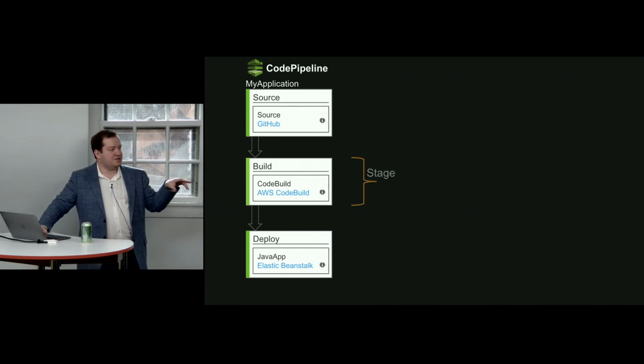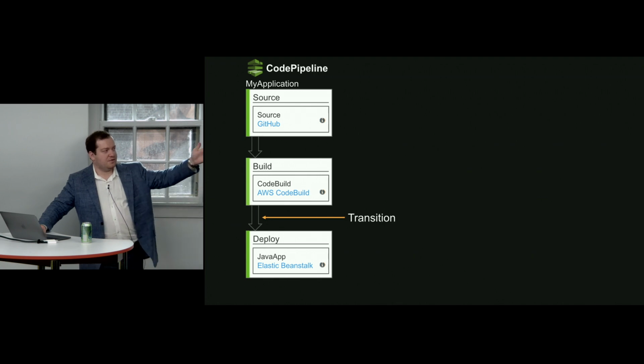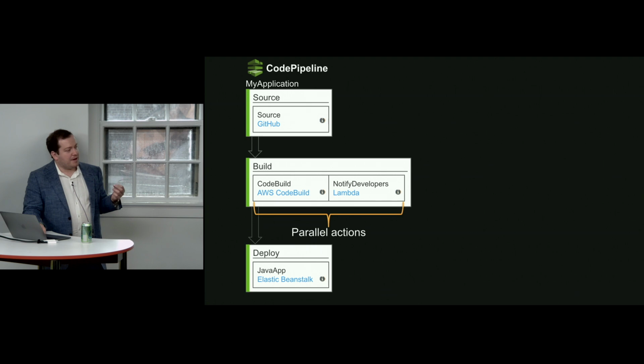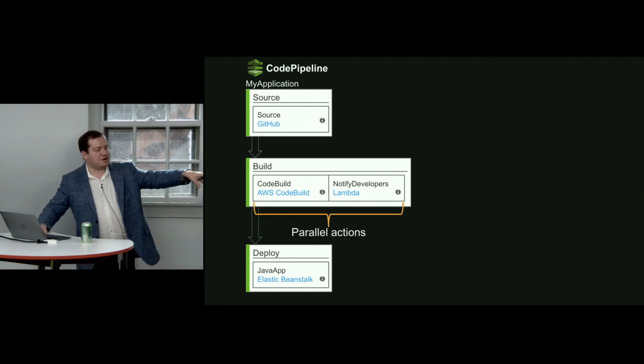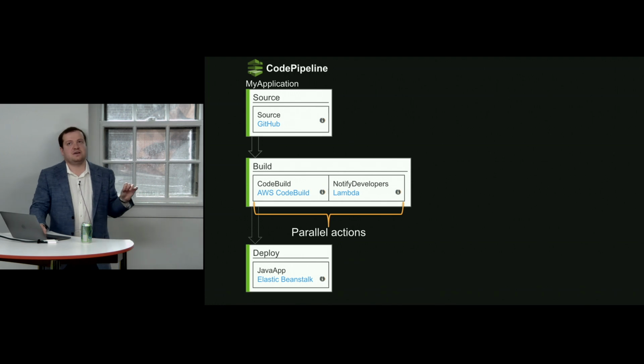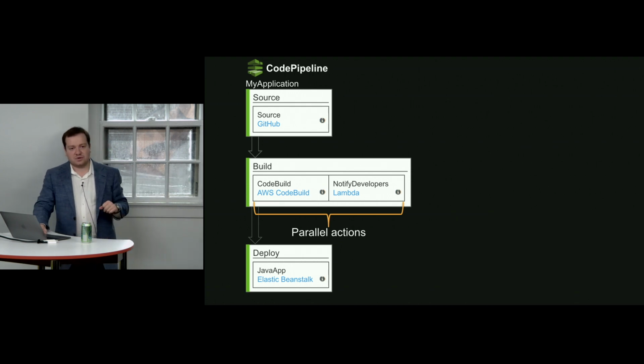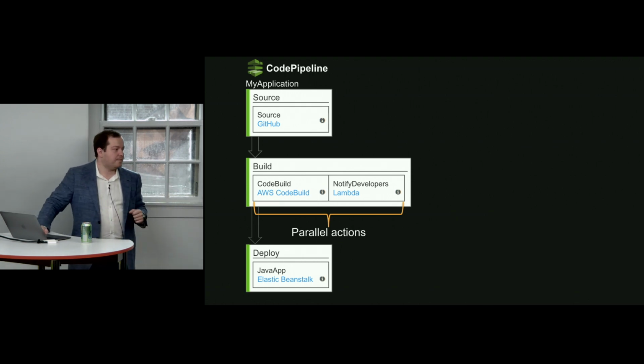This is a stage. Then within the stage, you have actions. And then there's transitions. So that when you go from one stage to another, that's a transition. And so you can have parallel actions. So in this example, we're building our code, and we're kicking off a Lambda function. So Lambda is our serverless product, where you can give it a function in Python, Node.js, Java, or .NET, and you can just execute it. So in this example, we're notifying our developers there's a build going on through, say, Slack.